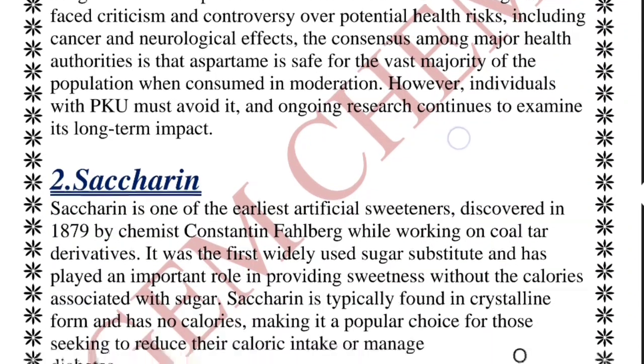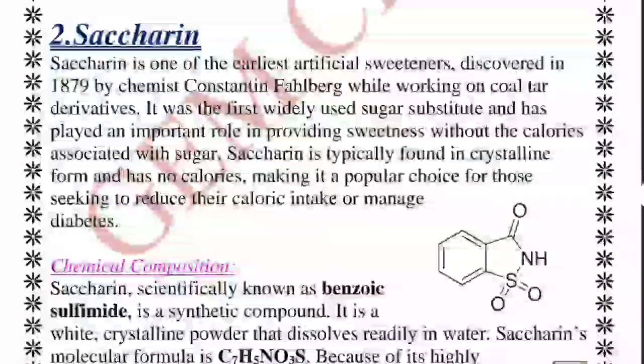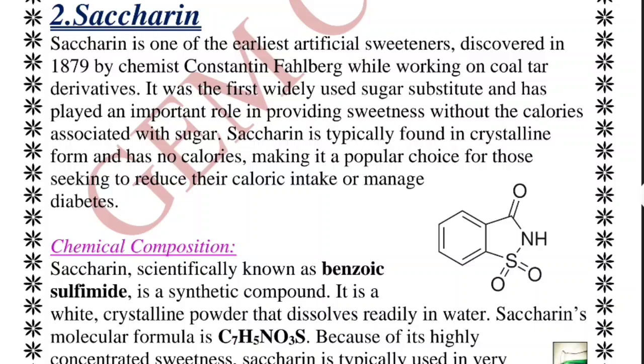Next artificial sweetener is saccharin. So saccharin is one of the earliest sweeteners and it is typically found in crystalline form, has no calories, thus it is a popular choice. It is benzoic acid sulfamide. So you can see here the benzoic acid part is present as well as the sulfamide part is also present.